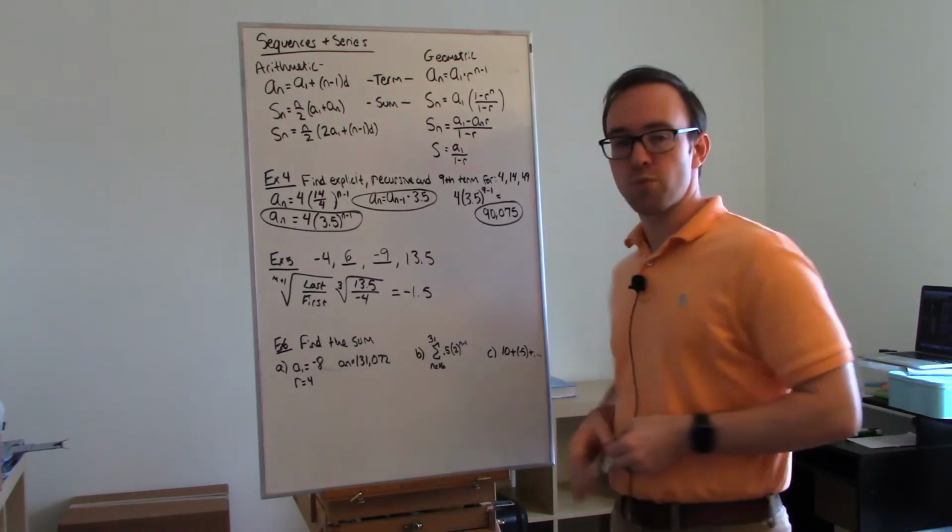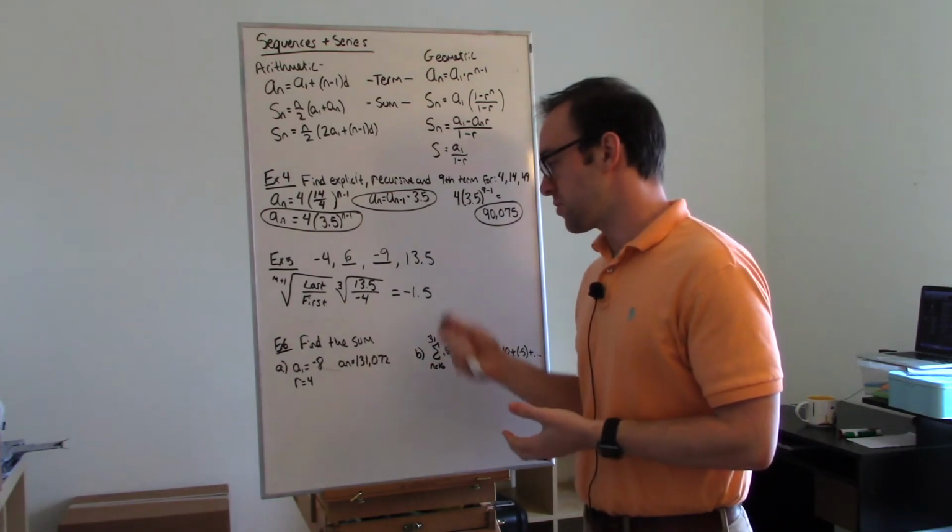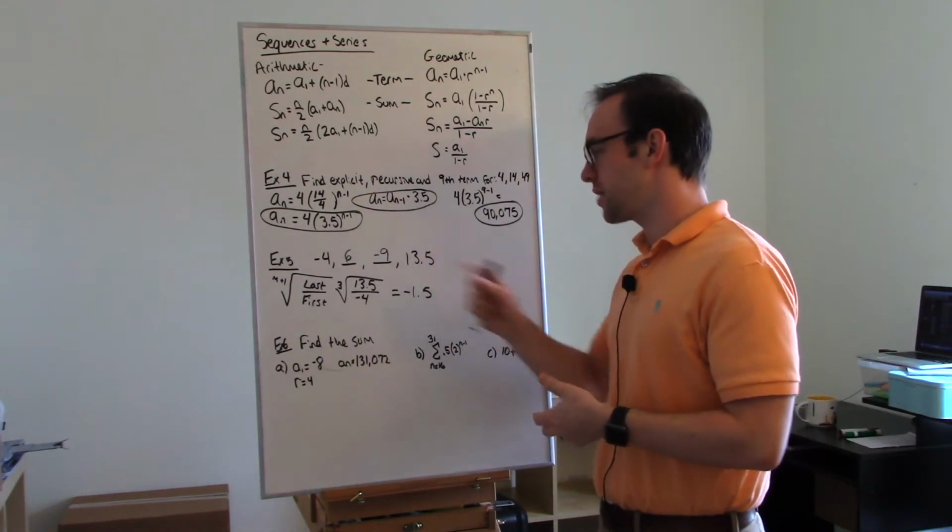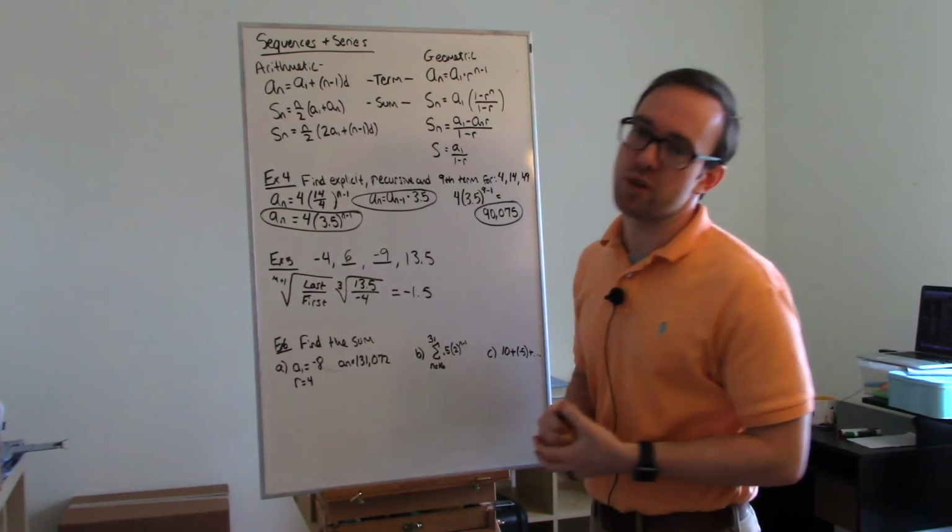So -4 times -1.5 is a positive 6. 6 times -1.5 is -9. And then -9 times -1.5 is 13.5.